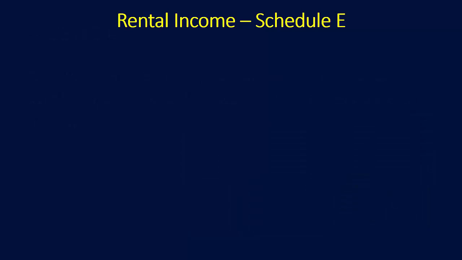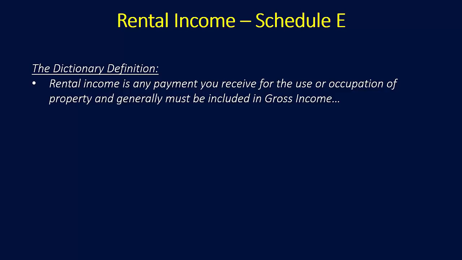Now let's move on to rental income, again reported on Schedule E. The dictionary definition: rental income is any payment that you receive for the use or occupation of property and generally must be included in gross income.